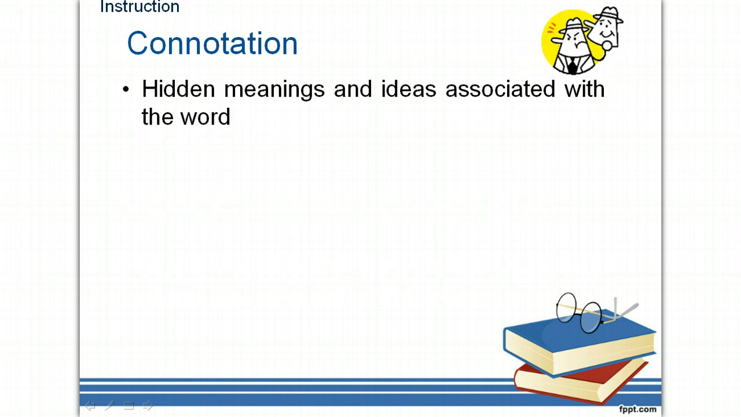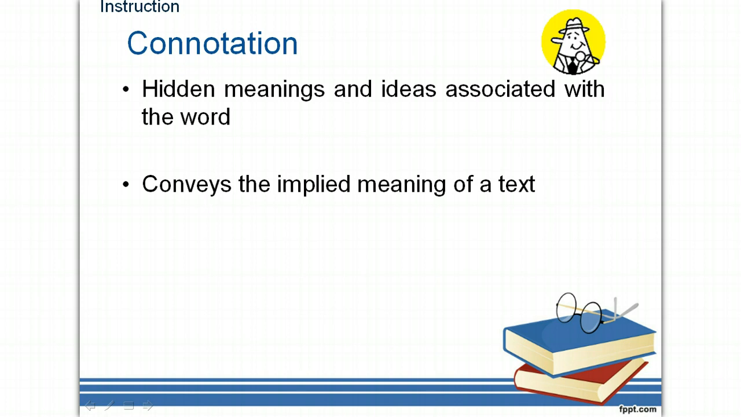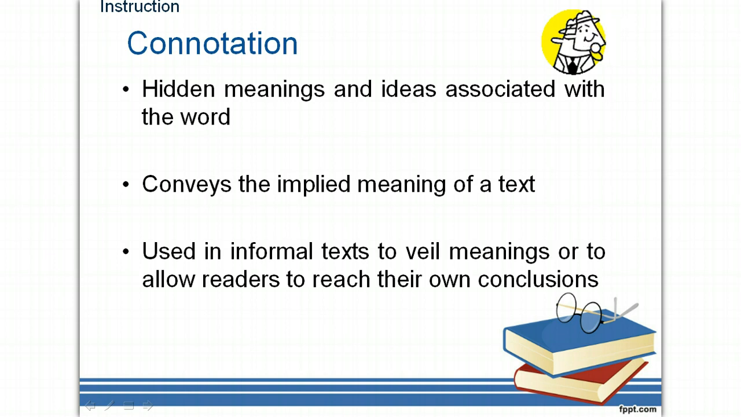Connotation is the hidden or suggested meaning of words. They can be used to change a reader's impression of the text without changing the information. Connotation is often most useful in informal texts to present something to the reader, but let the reader form his own conclusions.